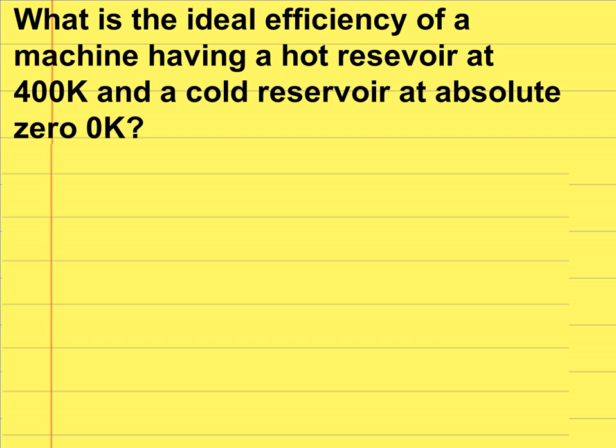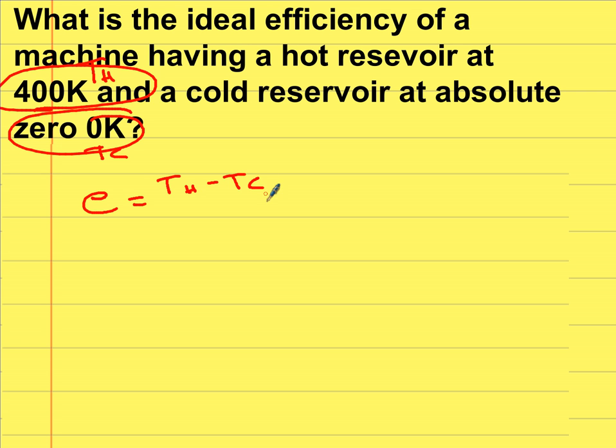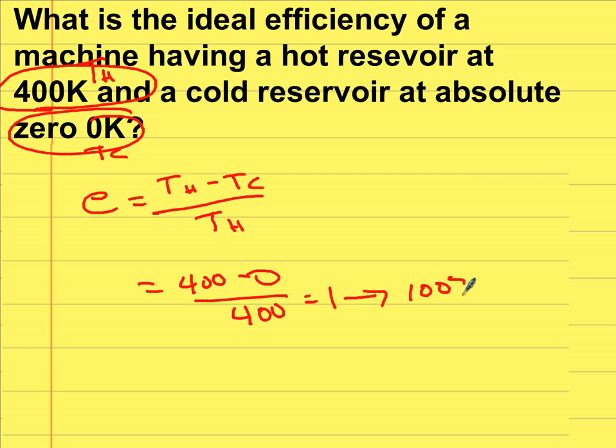Let's do a couple of efficiencies to show you what I mean. What is the ideal efficiency of a machine having a hot reservoir at 400, okay, hot reservoir, T hot, and a cold reservoir at absolute zero, TC. So E is T hot minus T cold divided by T hot. Let's see, so this is 400 minus 0 divided by 400, or 1, or 100% efficient. There is no such thing as a 100% efficient engine.